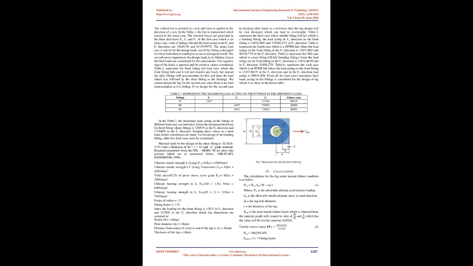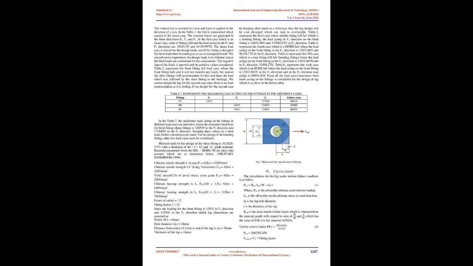For the design of the bending fitting, other two load cases must be considered. Material used for the design of the shear fitting is AL 2024 T351 with a thickness of 40 T62 and A-grade material. Required parameters from the MIL HDBK5H are taken into account, which are as mentioned below.